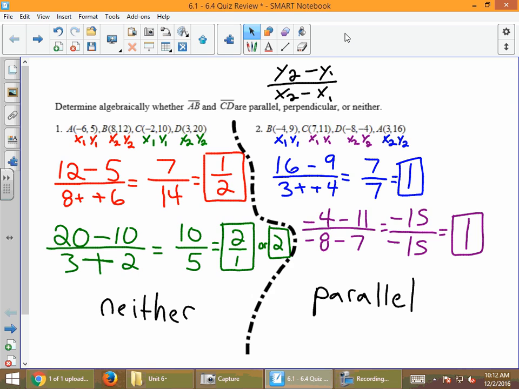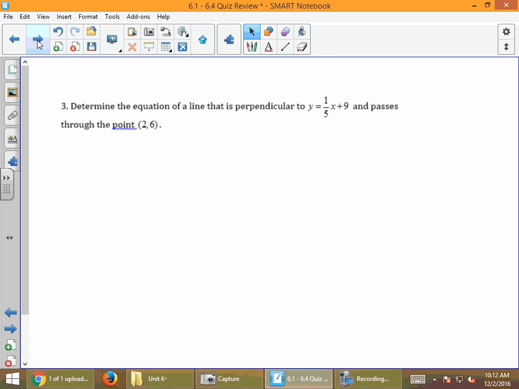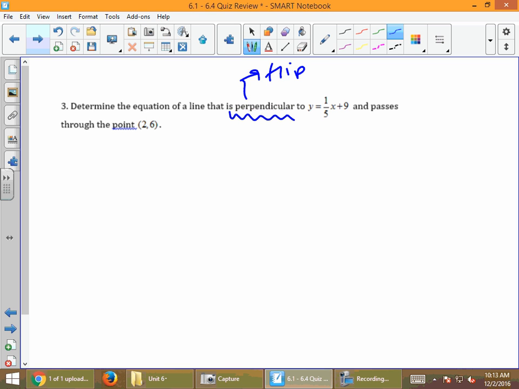And guess what? More practice coming at you. But now we're talking about this one. Still building on that concept, but let's go. Point 3 says determine the equation of a line that is perpendicular to y equals 1/5 x plus 9 and passes through the point (2, 6). So whenever you see this word perpendicular, what do you know you have to do with the slope? Good. Flip the fraction, so flip it. And change the sign. Very good.